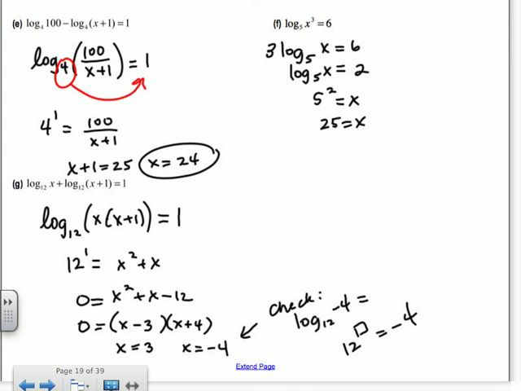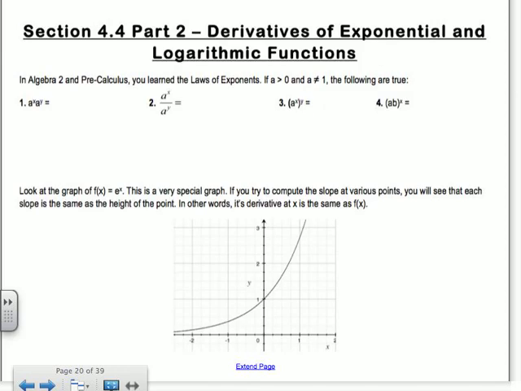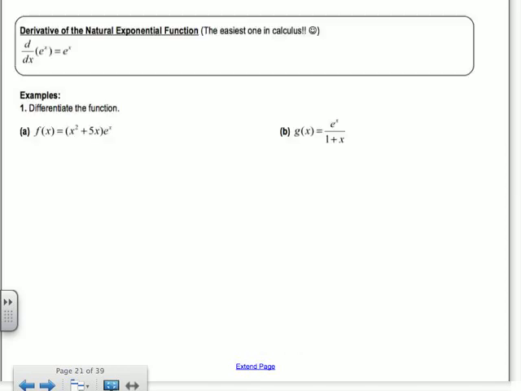All right, so before I set you guys loose, you got about 6 more minutes. I want to show you some derivatives. We're going to talk more about this later, but if you guys wanted to start on your 4.4 homework over the weekend, I figured I'd show you what these derivatives are. So the derivative of e to the x is e to the x. It's the easiest one in calculus. Don't you guys like that one? Derivative of e to the x is e to the x.